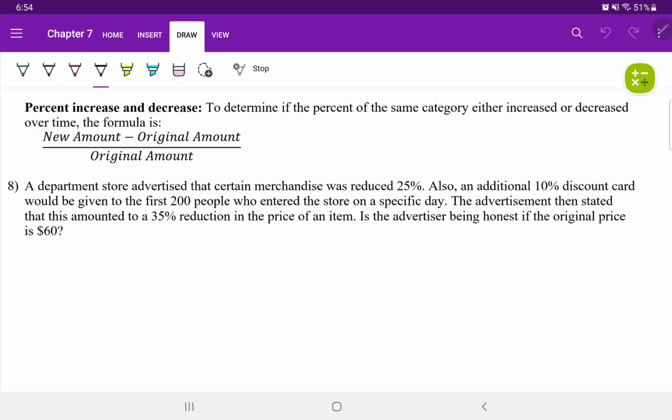The new amount minus the original amount divided by the original amount. And I want to use this in the end to determine something. But I'm not going to tell you yet. I just want to determine it.